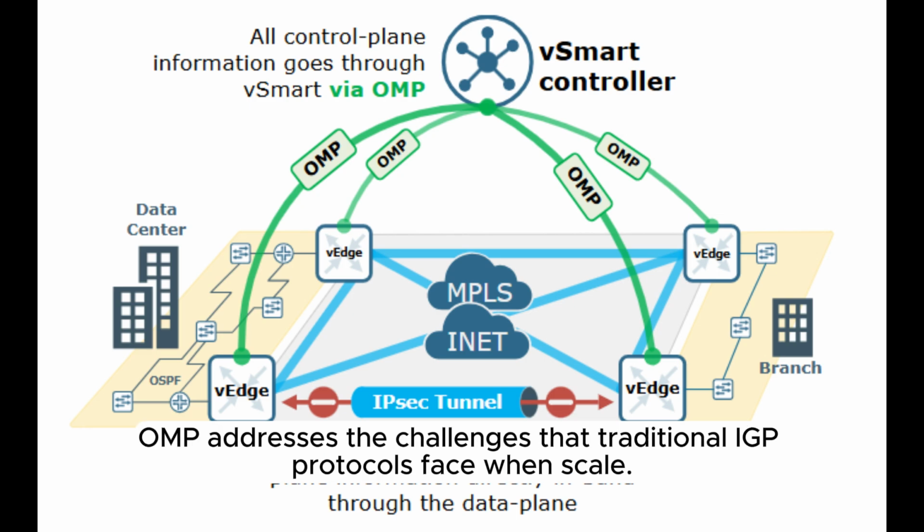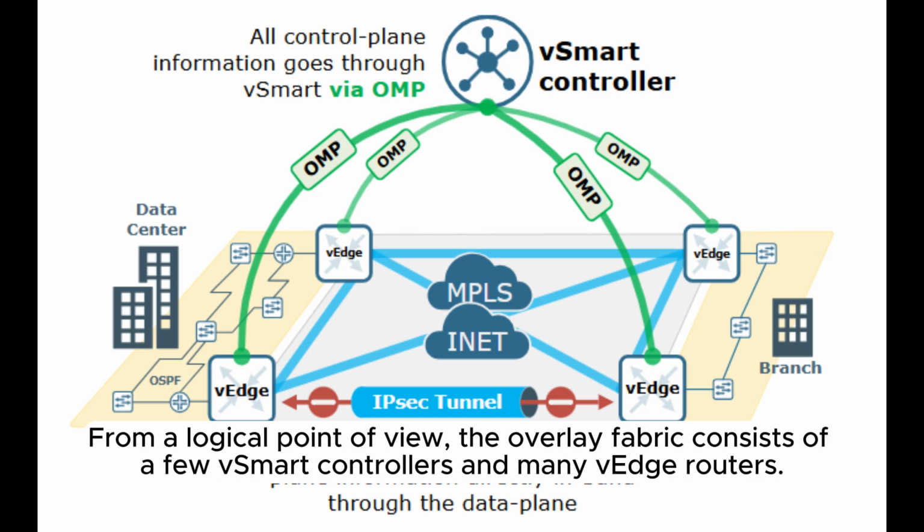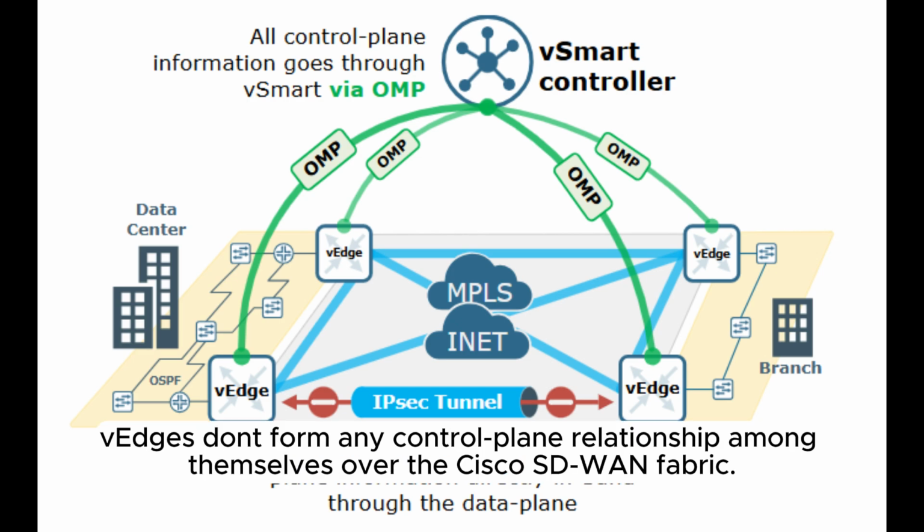OMP addresses the challenges that traditional IGP protocols face at scale. Since OMP operates in the overlay, the notion of routing peers is different from a traditional WAN environment. From a logical point of view, the overlay fabric consists of a few vSmart controllers and many vEdge routers. The routers peer only with the vSmart controllers. vEdges don't form any control plane relationship among themselves over the Cisco SD-WAN fabric.